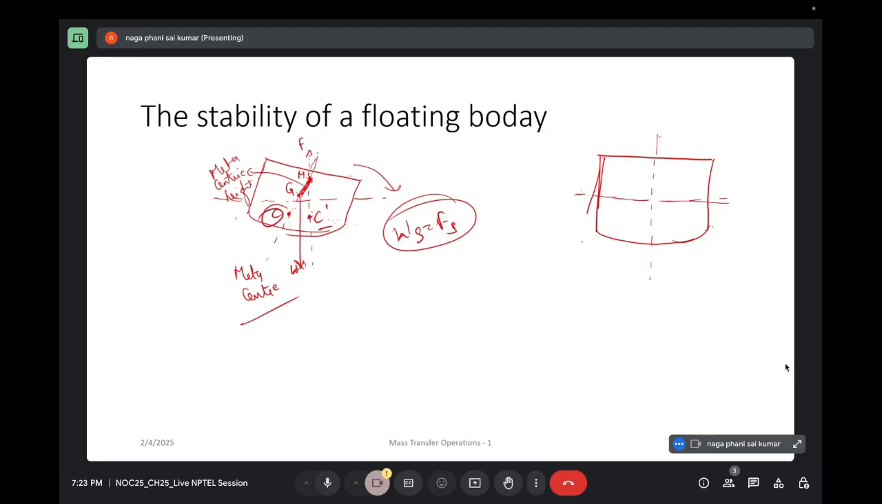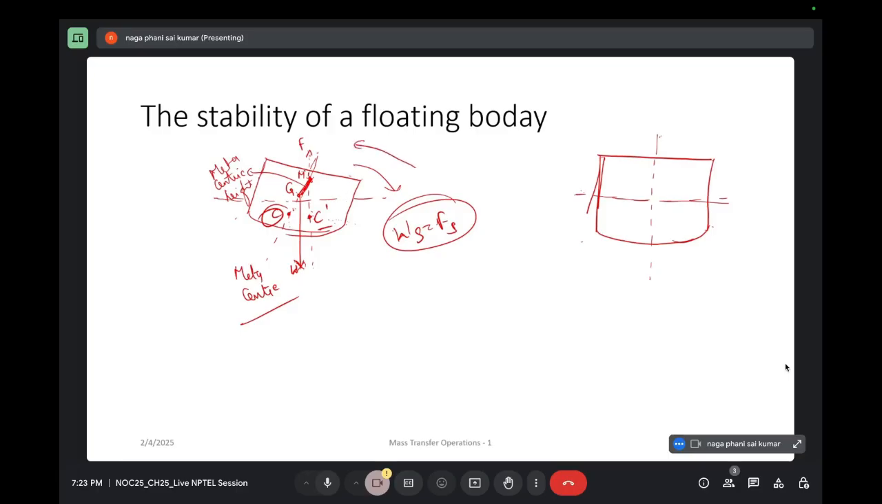Okay, so there are two cases. One, M is above G, and the other one is M below G. If M is above G, then the restoring forces will act to stabilize the body, to bring it back into the original position.